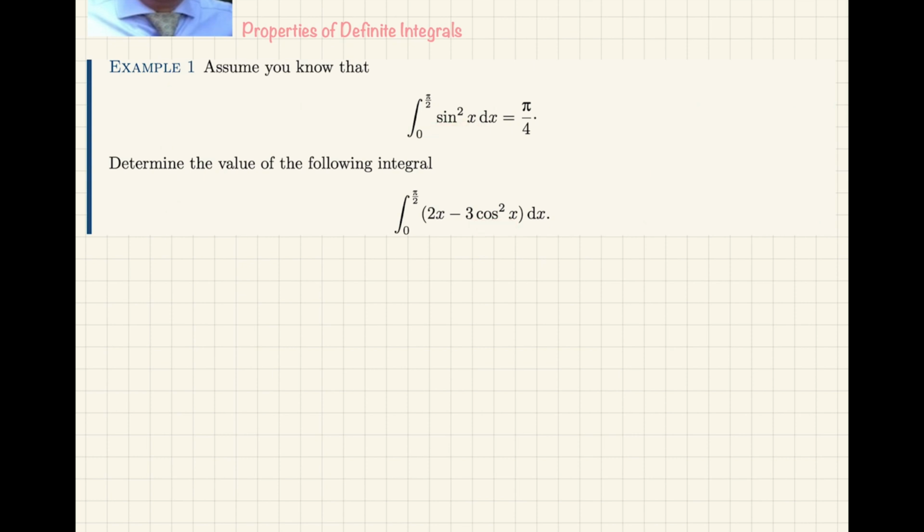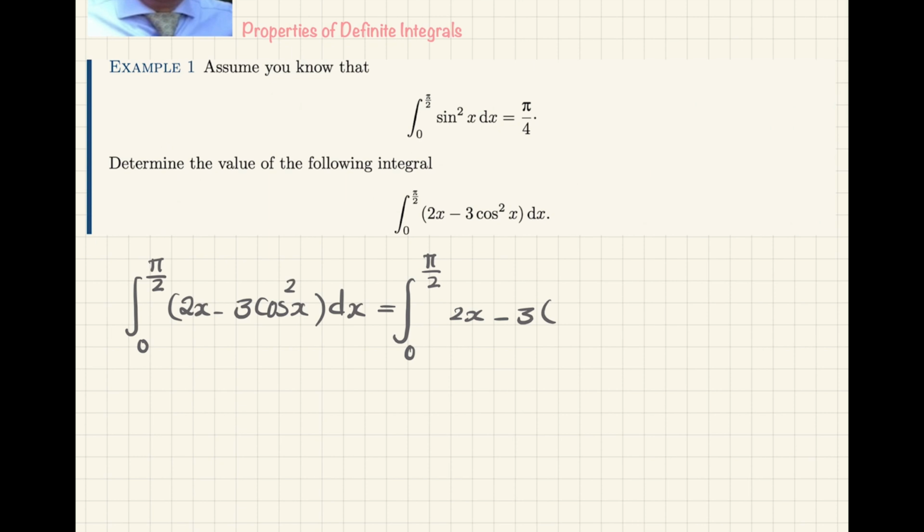So that's the motivation. So I would say that the integral from 0 to pi over 2, 2x minus 3 cosine squared x dx. The motivation behind what I am doing now is because I want to find a connection between my question mark and the assumption given in the problem. So I would write it as 2x minus 3. If you remember from trigonometry, instead of cosine squared, I can write 1 minus sine squared. And then, of course, I have dx.